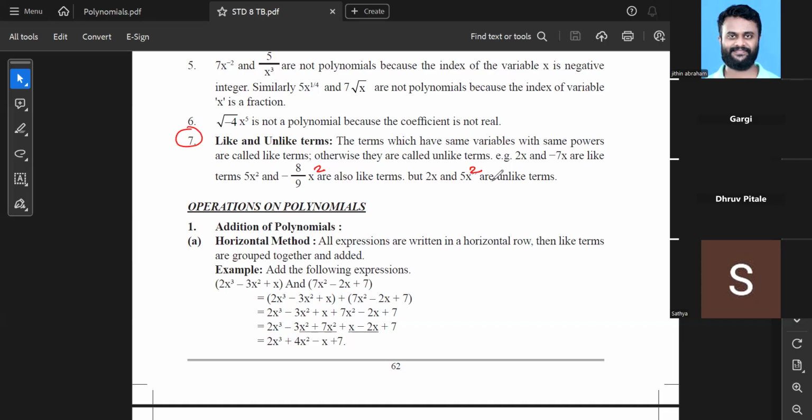Okay, just a minute. Gargi, my dear child. See, polynomial is basically a big family. Let me say polynomial is a bucket.